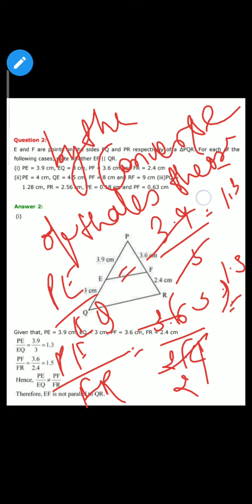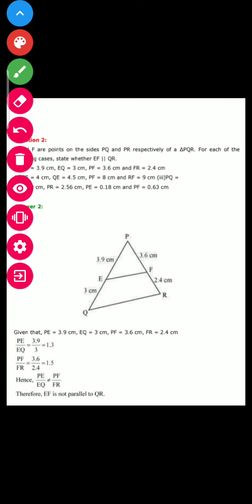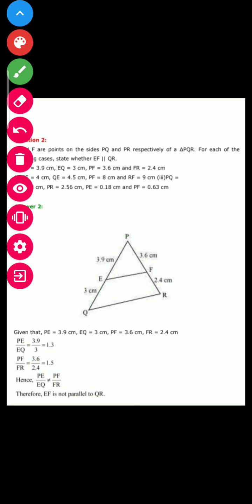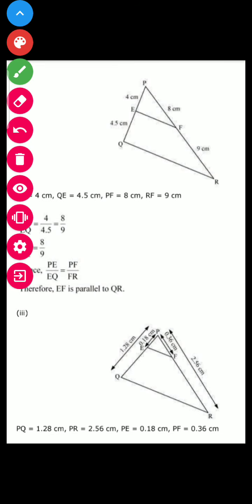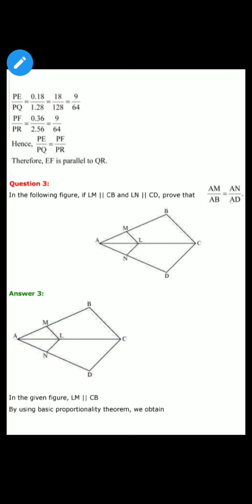Now you can check from here. This is what? 1.3. This is what? 1.5. Means they are not proportional to each other. If they are not proportional to each other, then you know that these lines EF and TQ are not parallel to each other. From where have we got it, students? By the converse of Thales' theorem. Okay.